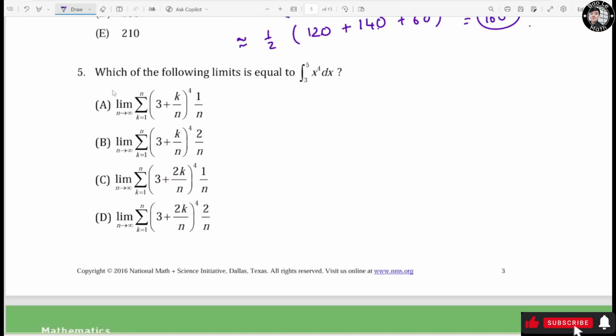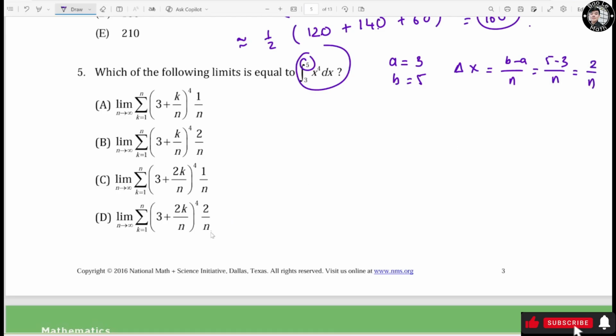Now let's move on to question 5. Which of the following limits is equal to the integral right here? So we see that a equals 3, b equals 5, and then delta s equals b minus a divided by n. It's going to be 5 minus 3 divided by n, which is 2 over n. So we look at this one right here. We need to eliminate a and c, because they don't have 2 over n. We have 2 over n right here.